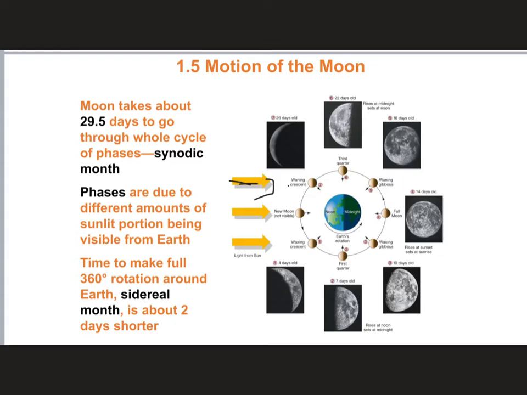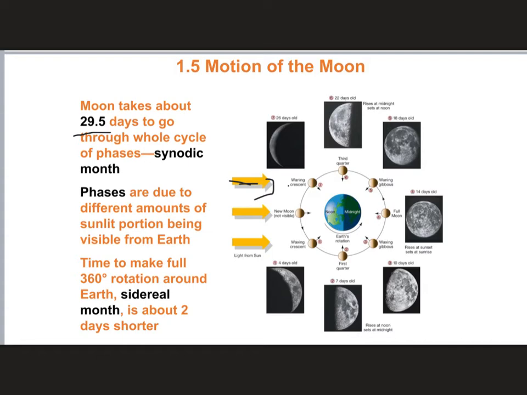The moon is actually revolving around the Earth, and it takes about 30 days for the moon to go all the way around the Earth. In fact, it's 29 and a half days to go through the whole cycle of phases. Now, I'm sure you've all looked up at the moon and you've learned that the moon has different phases. This picture is showing you why that's the case.